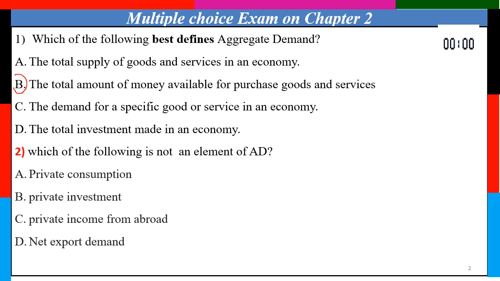The correct answer is B. Question number 2. Which of the following is not an element of aggregate demand? A. Private consumption. B. Private investment. C. Private income from abroad. D. Net export demand.